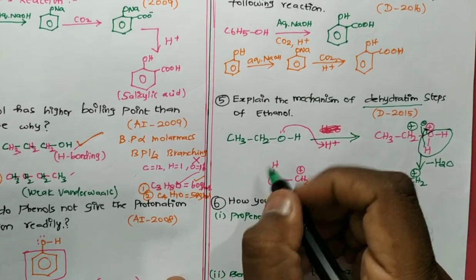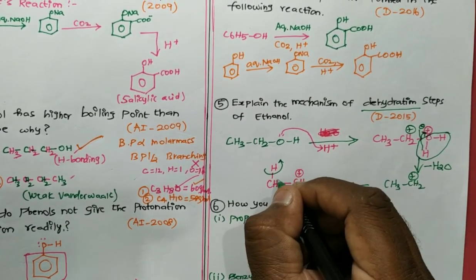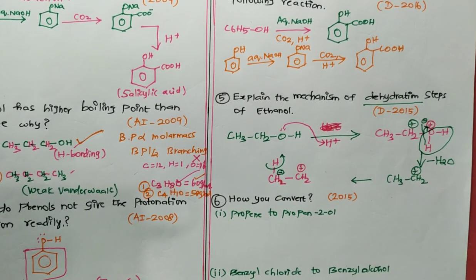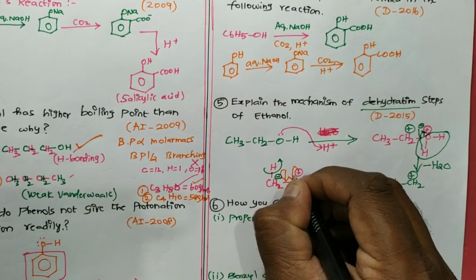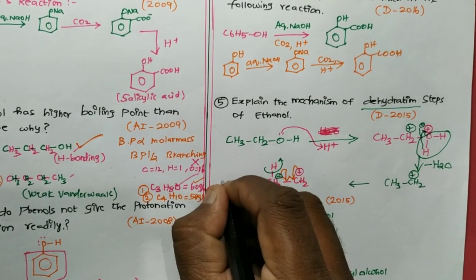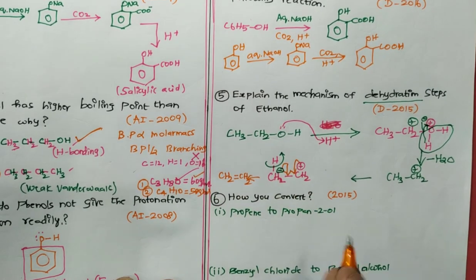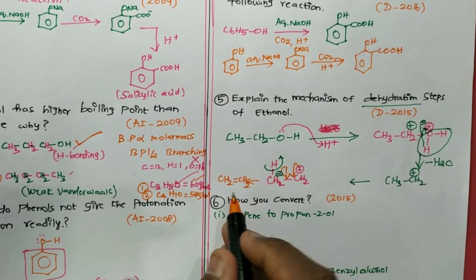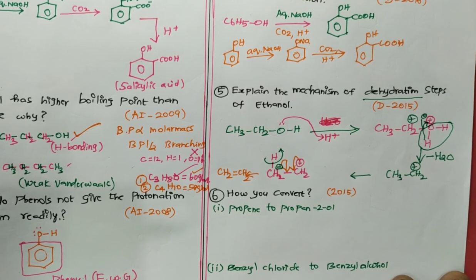Now the H plus wants to move on its own to attain a stable product. If H plus moves, it leaves its negative charge, and this negative charge and this positive charge will form a double bond here. So I will be getting a product like this, CH2 double bond CH2. This is the dehydration step of ethanol. Once it is dehydrated, it forms an alkene as a product. Are you able to understand?